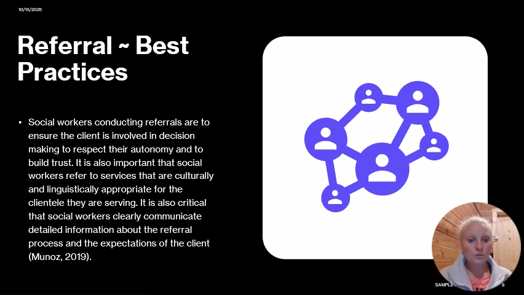Best practices. Social workers conducting referrals are to ensure the client is involved in decision making, to respect their autonomy, and to build trust. It's important that social workers refer to services that are culturally and linguistically appropriate for the clientele they are serving. It is also critical that social workers clearly communicate detailed information about the referral process and the expectations of the client.